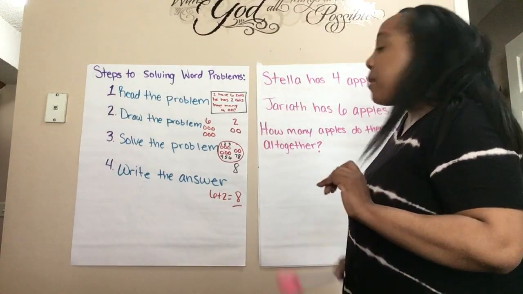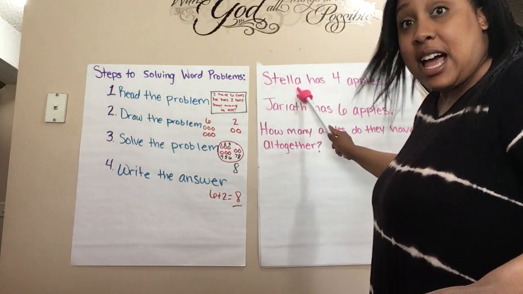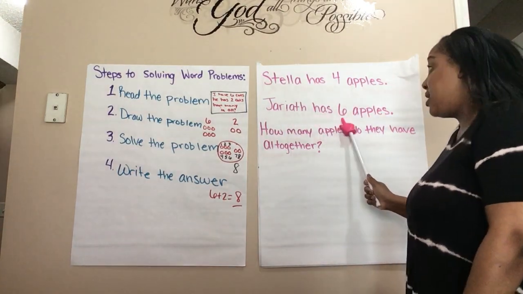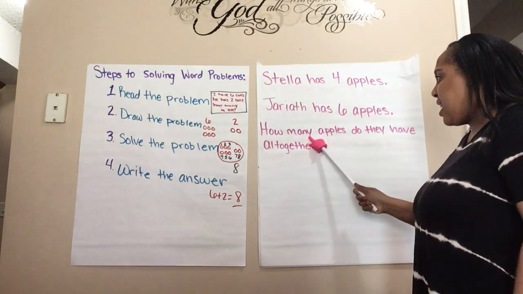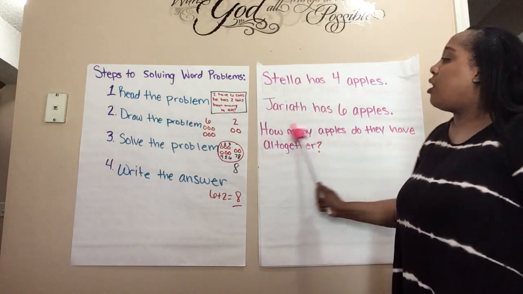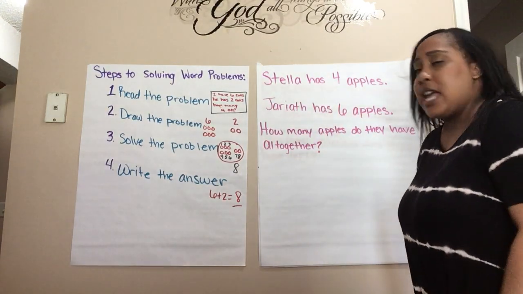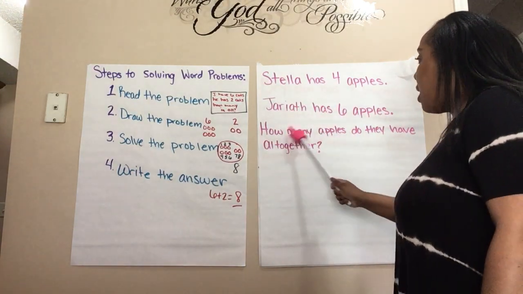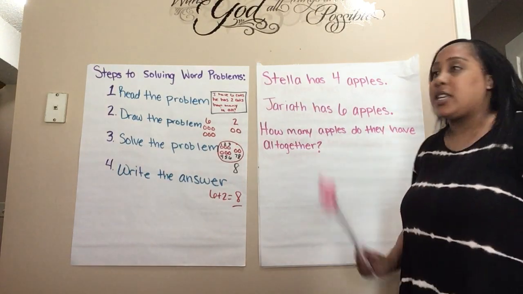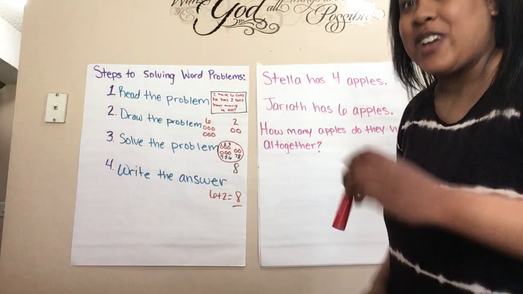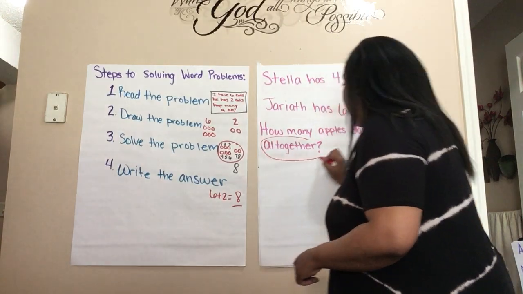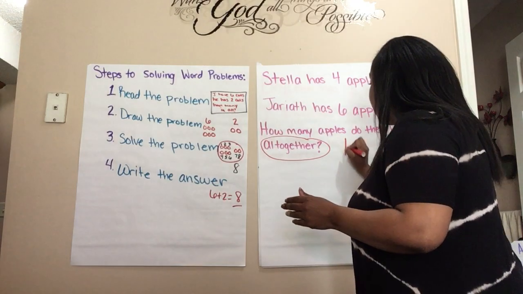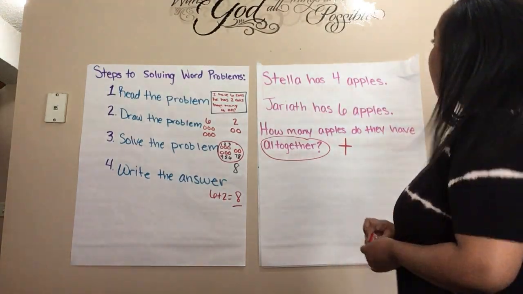Get your paper ready. Stella has 4 apples. Goliath has 6 apples. How many apples do they have all together? Stella has 4 apples. Goliath has 6 apples. How many apples do they have all together? Yeah, you've got it. There's that word, all together. That means we're going to put our numbers together. This is another addition problem.